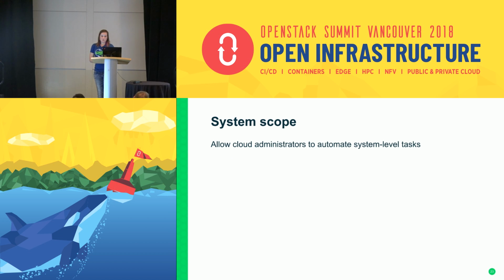And another thing we want to do: one of the big achievements we had in Queens was the introduction of the system scope, for actions being performed on a system level, things like managing hypervisors or managing Keystone endpoints. That work was being done at the same time that application credentials were being developed. And now that we have both of them, we would like for administrators to be able to automate some of those system level operations. So we'd like to make application credentials not just for projects, but for the system as well.